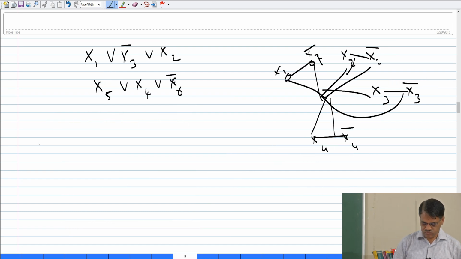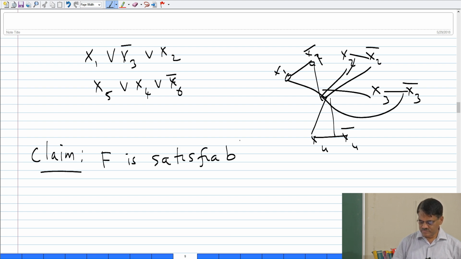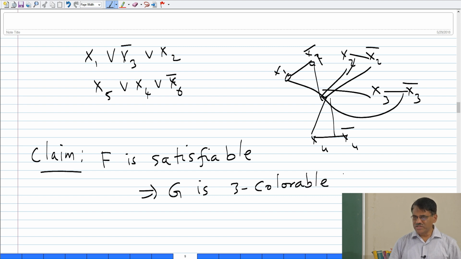Okay, so let's do one direction. Everything boils down to a core of this gadget which I have constructed for a clause. So suppose f is satisfiable. What does that mean? There is a satisfying assignment for the variables x1, x2, up to xn.